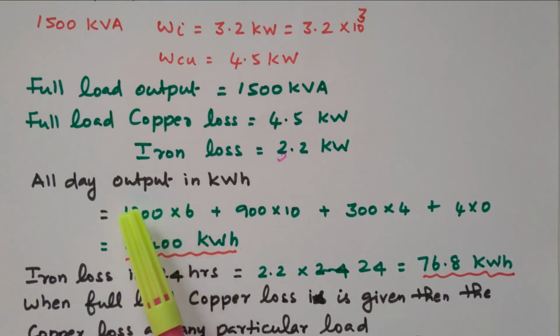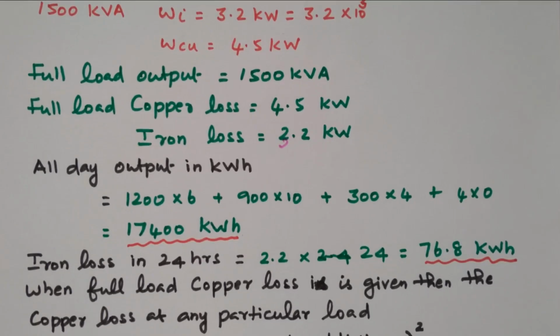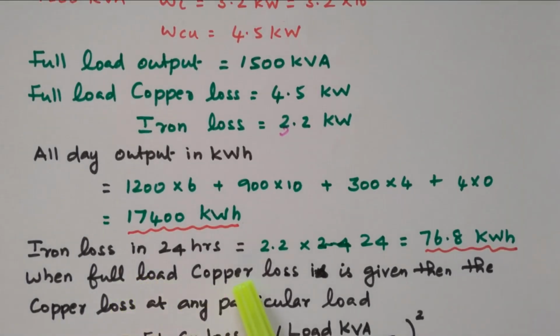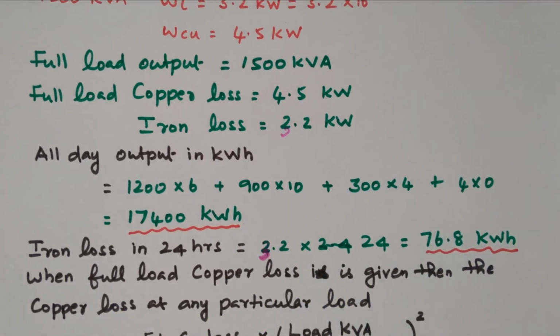Now we need to calculate the input. The iron loss for 24 hours is 3.2 into 24, that is 76.8 kilowatt hour. So now we have calculated the output and the iron loss for 24 hours.